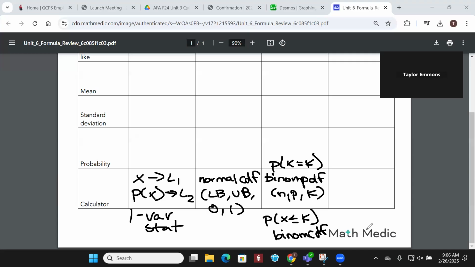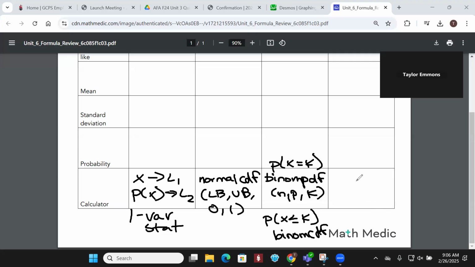And then do 1 minus whatever that is. Now, if it's included, like 4 or more, then yes. More than 4, then you would do 5. So if we want to say 4 or more, then we would do 4, right? Because it's including 4. So we would do 1 minus whatever the value is for that. Does that make sense?